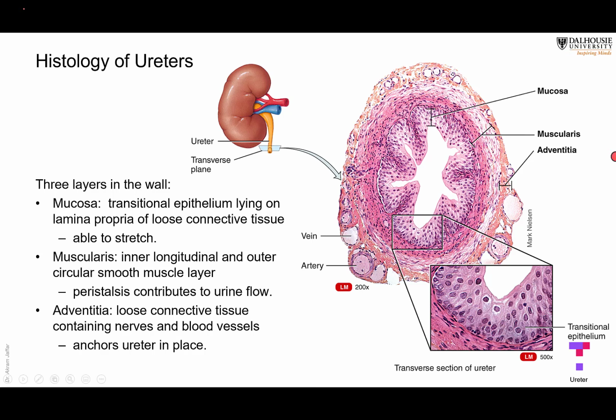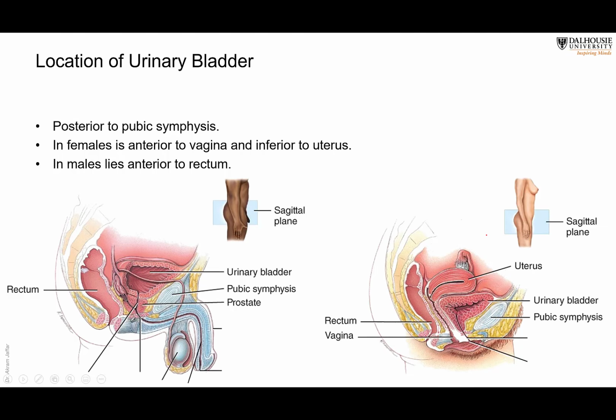And then we have this muscularis layer, which is responsible for the peristalsis. Again, we have circular and longitudinal muscle fibers, and then there is an adventitia of loose connective tissue containing nerves and vessels.